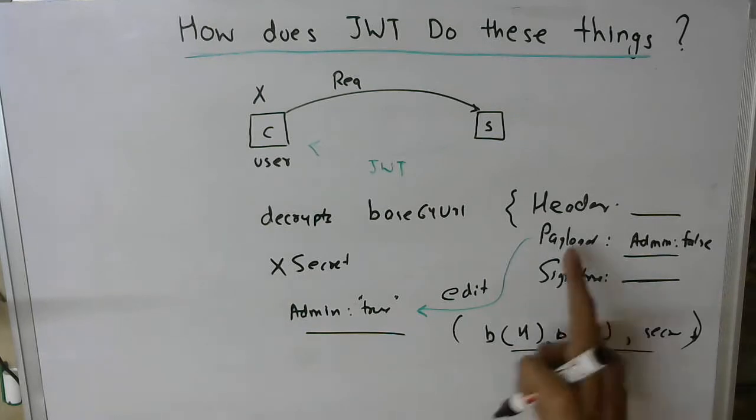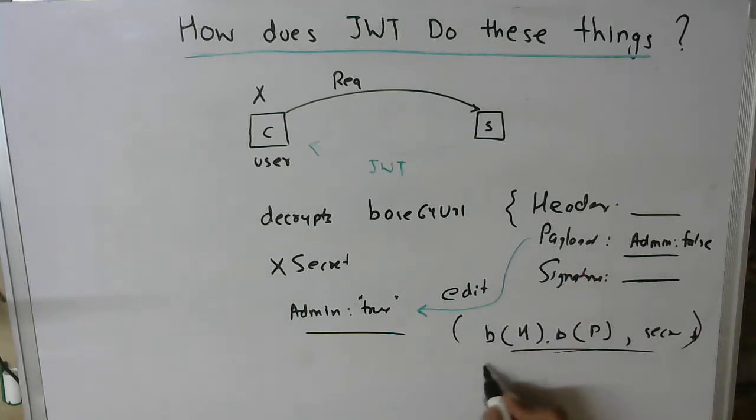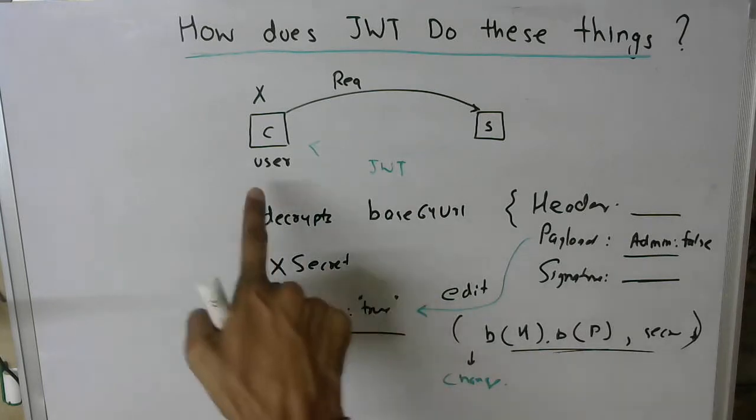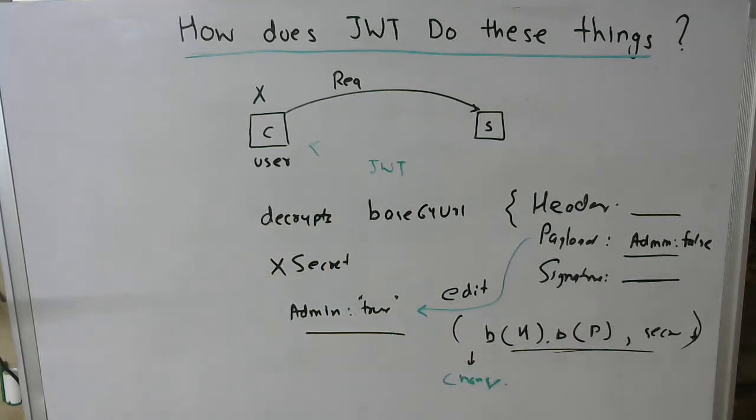But now, because the payload has been changed, the signature will change. So the server will know that the JWT has been tampered with, and that user X is not what he is saying he is, what he is claiming he is. So the server will not let the X user access the data he wants to access. So this is the way JWT maintains the integrity of the user, the validation of the authorization of the user. This is the way JWT maintains it.